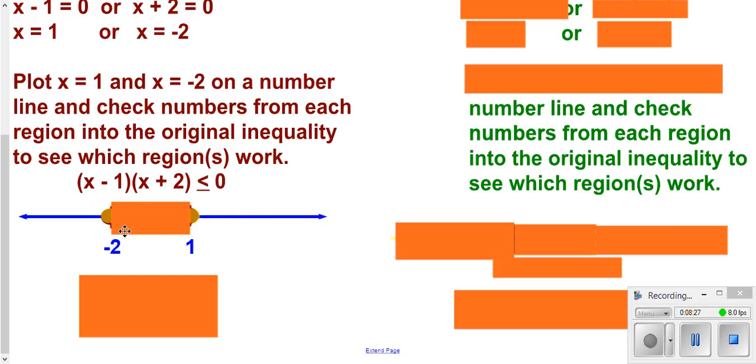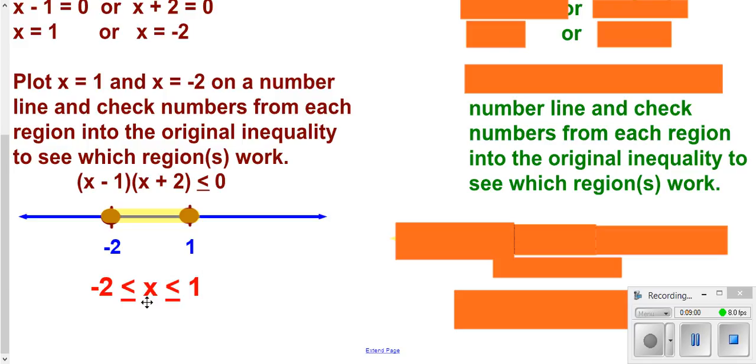I'm going to try a number in between -2 and 1. If I did that, I could try 0. Plugging in 0 here, I get a -1. Plugging in 0 here, I get 2. Is a -1 times a 2 going to be less than 0? A negative times a positive does work because it gives me a negative, and a negative is less than 0, so I'm going to shade in between. Being less than or equal to, I'm going to include my 2 endpoints. So I have one region. I can write that as one inequality, and I'm shading in between two numbers, so I need to put my variable in between two numbers and shade there.